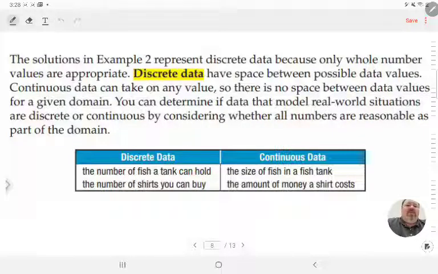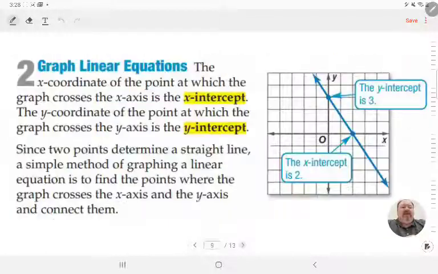And then the number of shirts you can buy. Again, you're not buying 1/4 of a shirt, but the amount of money a shirt costs would entail those numbers in between the whole numbers. So that's the difference between discrete data and continuous data.